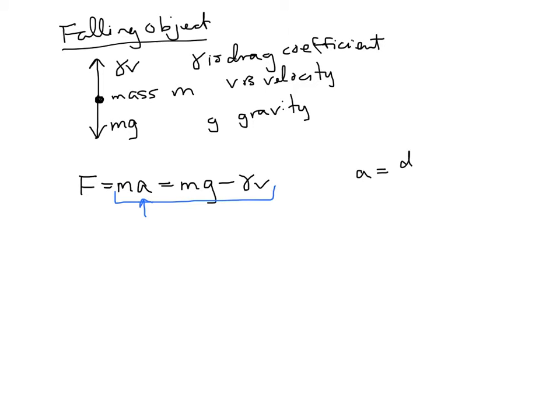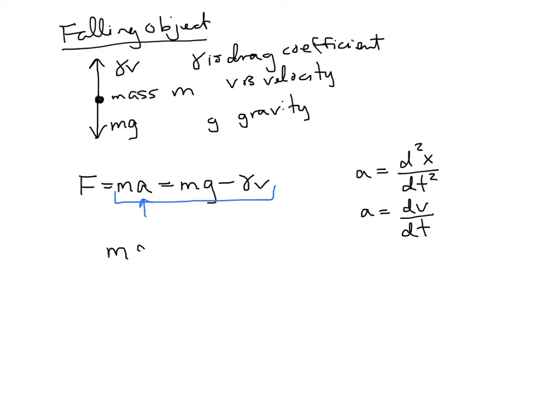Acceleration, I could say that it's a second derivative of position. I'm going to say x is position here. I could say that acceleration is a first derivative of velocity. So there are different ways I can represent acceleration. This second one is the one I'm going to use. So I'm going to substitute that in there.